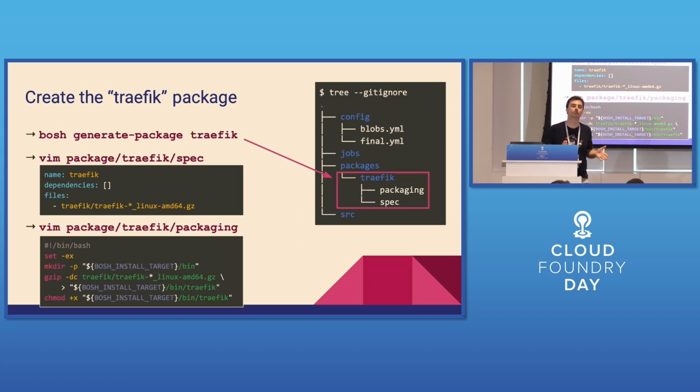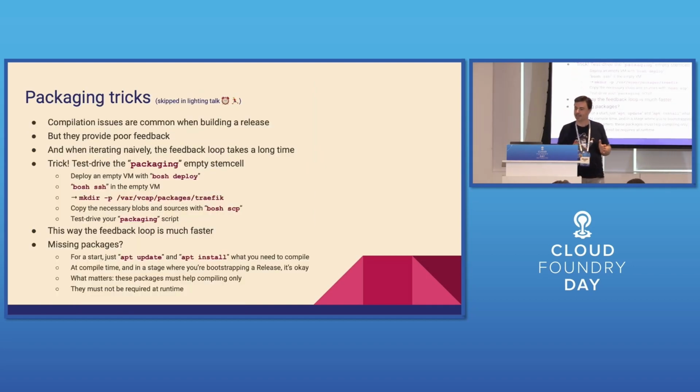And it's very simple. We just create the target binary directory. We extract the shrinked binary in there, and we make sure it is executable. So simple. There are some tricks. We won't go into that. This is a lightning talk.